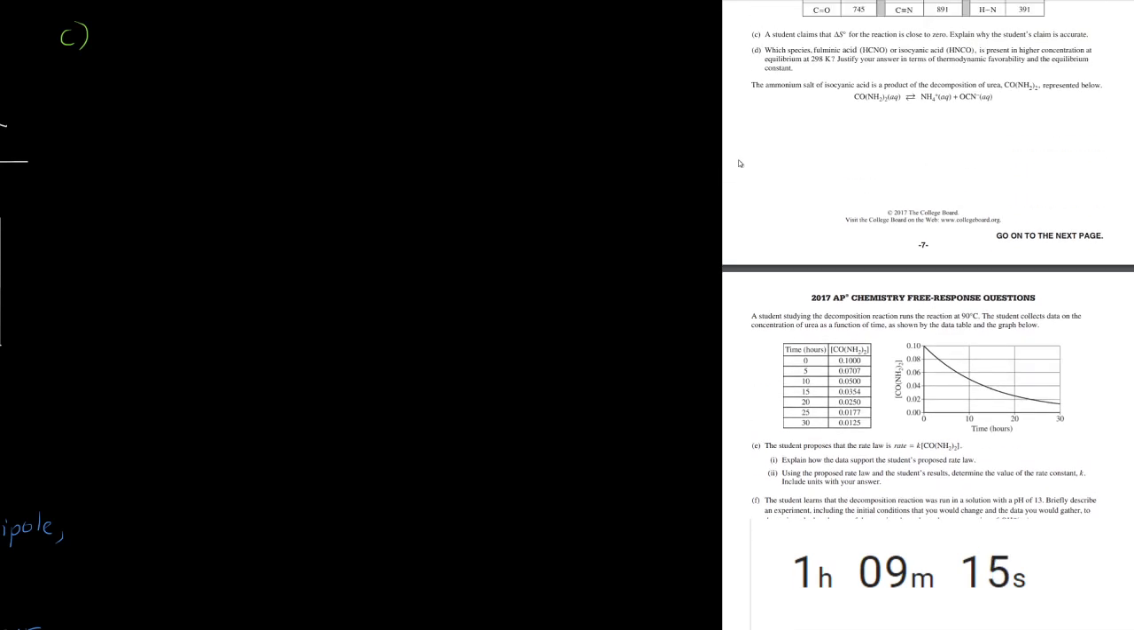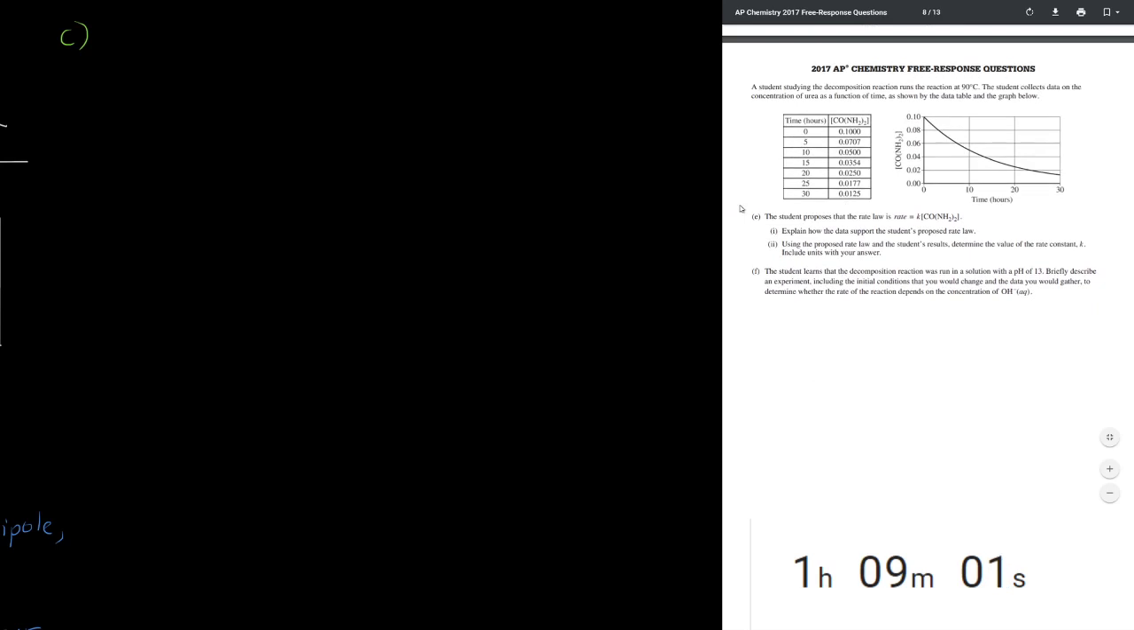A student studying the decomposition reaction runs the reaction at 90 degrees Celsius, and the student collects data on the concentration of urea as a function of time. The student proposes that the rate law is rate equals k times CONH2, and that would make sense if this is primarily a forward reaction, so a very high equilibrium constant. I'm just putting that out there as my guess.